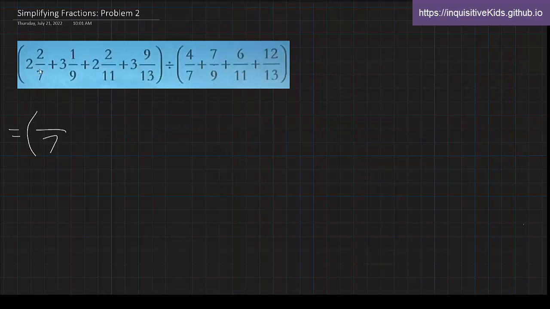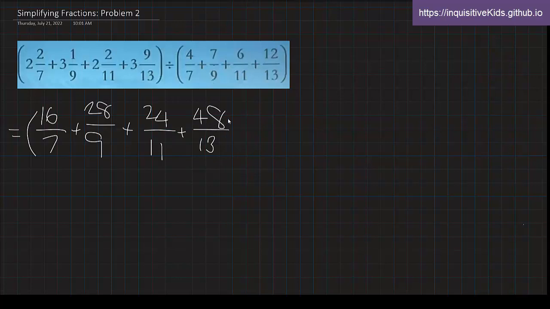So 2 and 2/7, we get, well that's 14, so 16 sevenths, plus 28 ninths, plus 24 elevenths, plus 39 plus 9 is equal to 48 thirteenths. And then these final ones, it's just proper fractions. So we could just copy it right off.